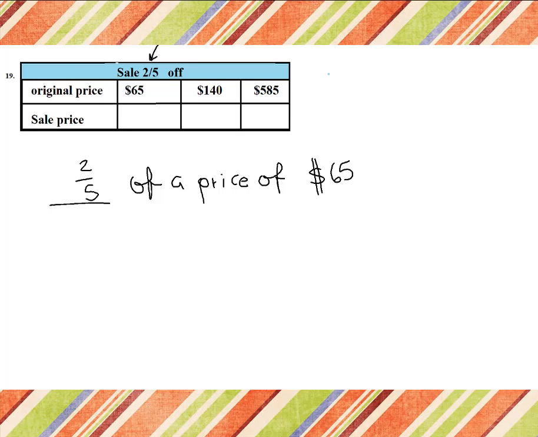The sale is 2/5 of the original price. You need to find the sale price. How to solve this problem? How to fill the table? I only help you with how to fill it.